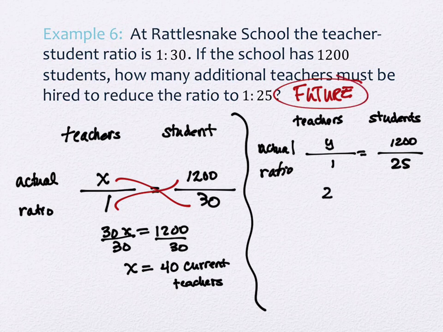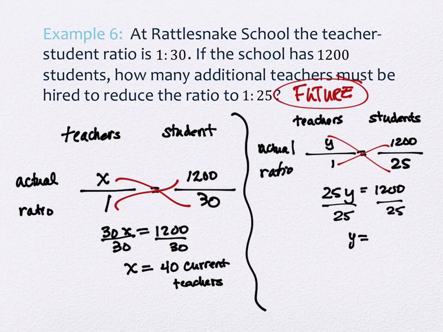Okay? So we have 25Y. If we cross multiply, equals 1,200, then what would we do? Divide by 25. And what does that give us? 48. I'll call them future teachers.